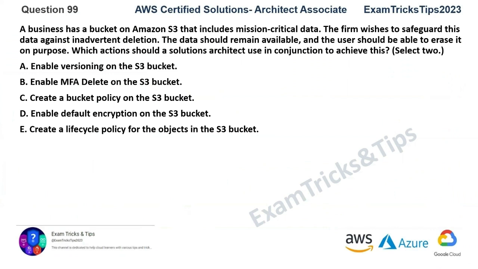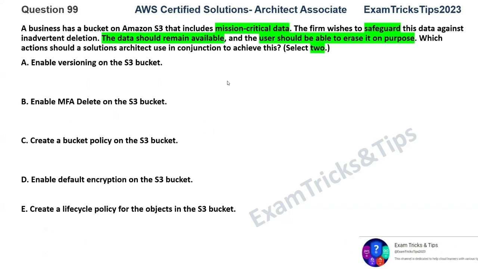A business has a bucket of Amazon S3 that includes mission critical data. The firm wishes to safeguard this data against inadvertent deletion. The data should remain available and the user should be able to erase it on purpose. Which actions should a solutions architect use in conjunction to achieve this? And we have to select 2 options. So what is the scenario here? It's a scenario of S3 storage, and we are looking at certain features of S3 that would allow us to stop users from accidentally deleting the data. If you want to purposely delete something, that's fine, but it should stop accidental deletion.